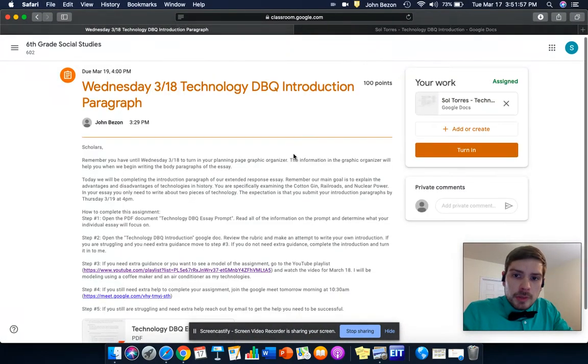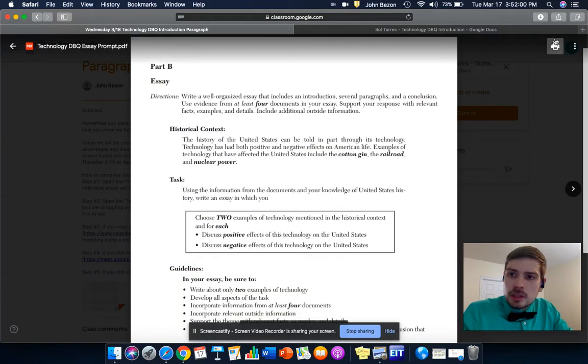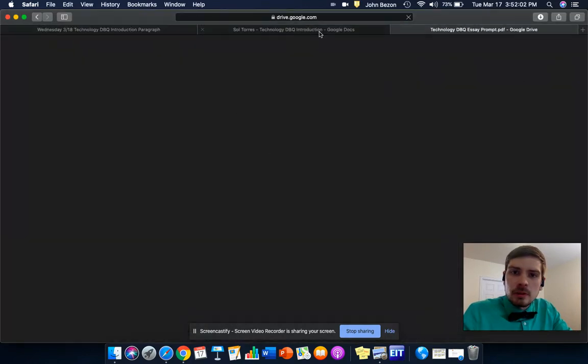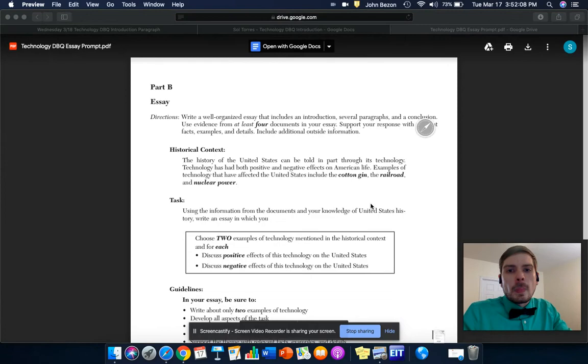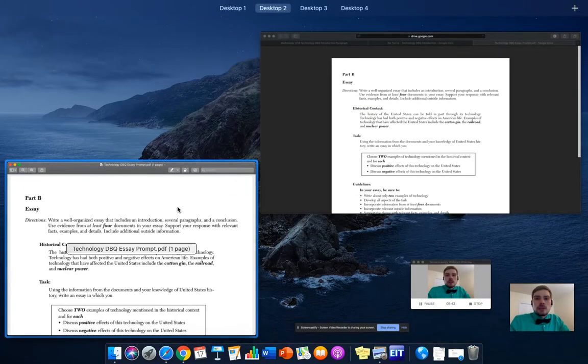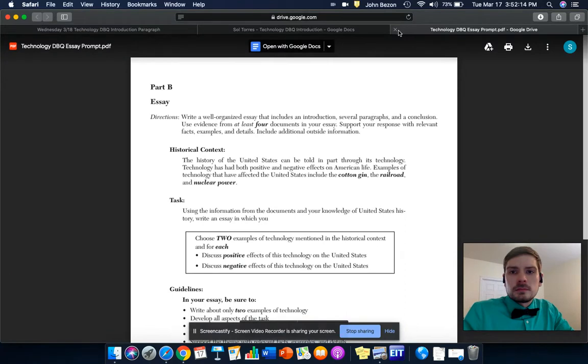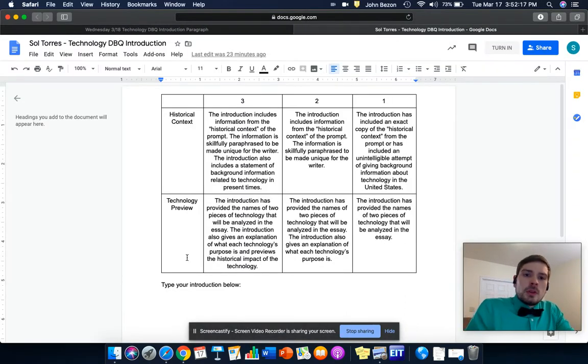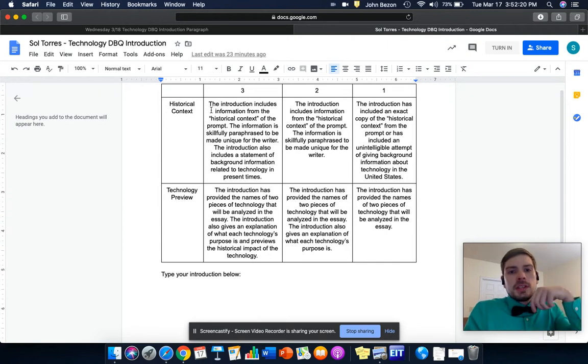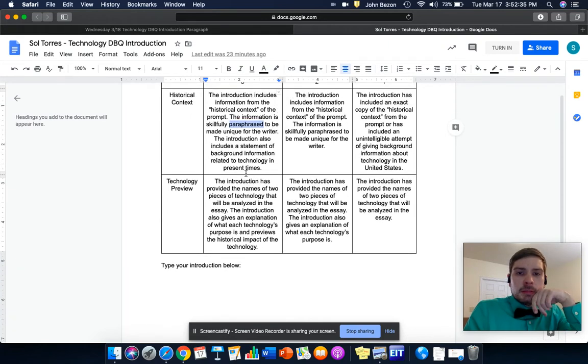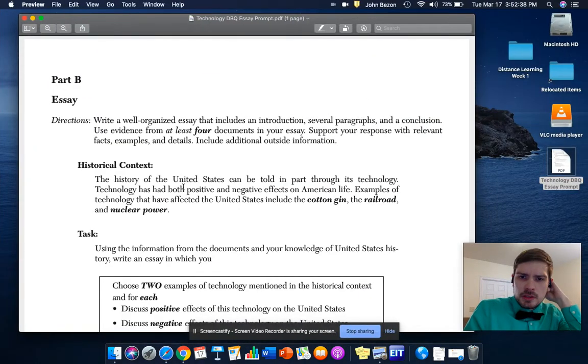Let's go back to here. And actually, I do want to open up that PDF again so that I can use the historical context. We have that. Okay. So the historical context. The introduction includes information from the historical context of the prompt. The information is skillfully paraphrased to be made unique for the writer. Paraphrase means you kind of like reword it. The introduction also includes a statement of background information related to technology in present times. So let's take a look at what our historical context is so we can reword it.